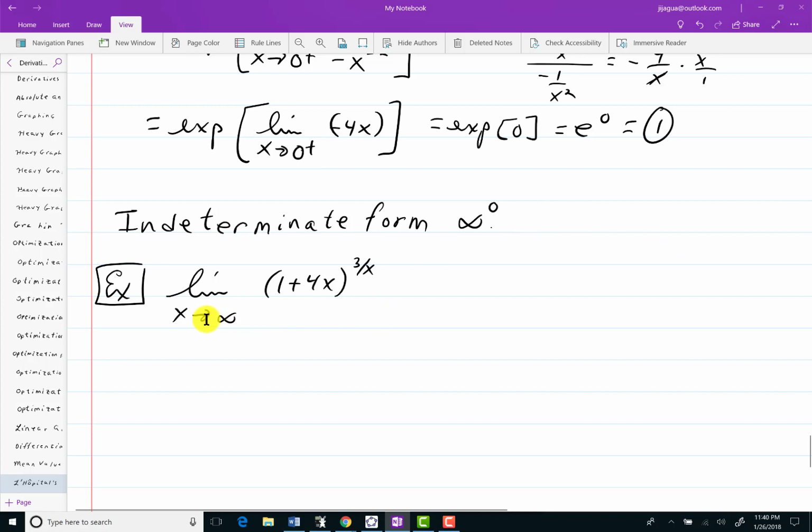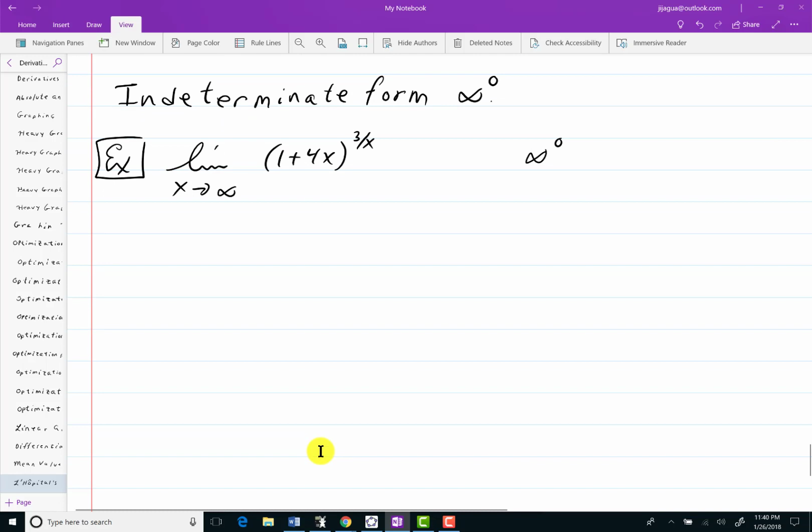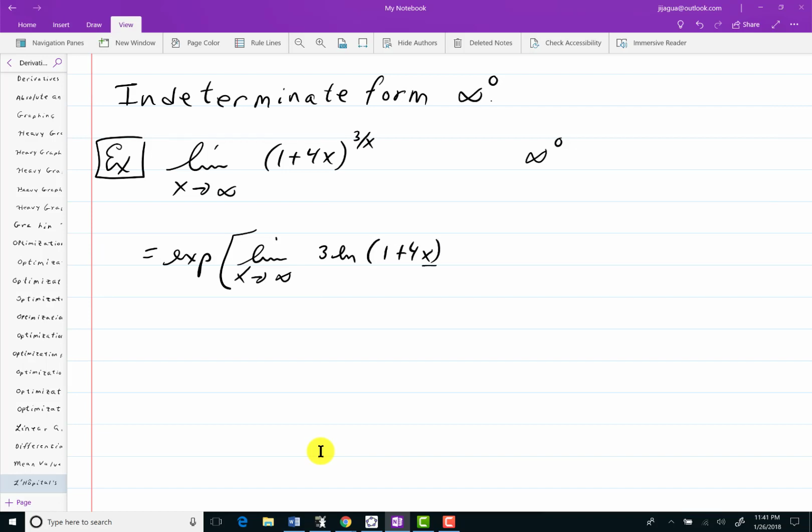So if you try to plug in infinity here, this part will become 0. 3 over infinity will be 0. But this part in here will be infinity. So you'll have an infinity to the 0 situation. So I'll do exactly what I did before. I'm going to rewrite it as exp of the limit as x goes to infinity of 3 ln of 1 plus 4x, over x. And you're going to see we're going to go through exactly the same steps that we did before.